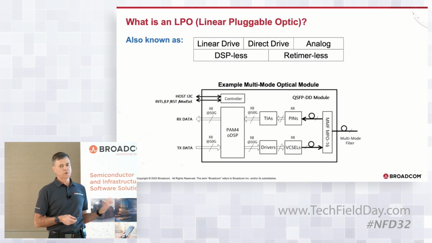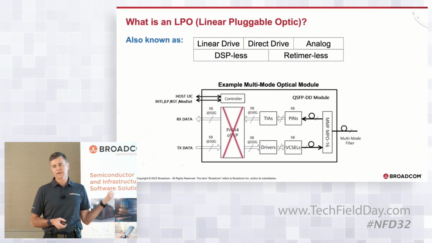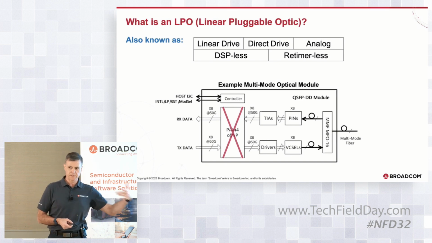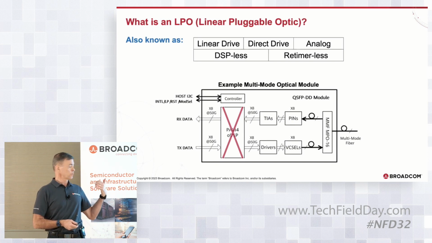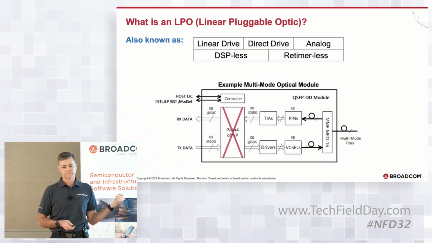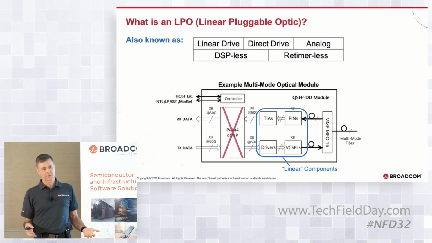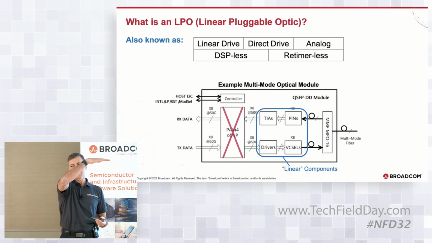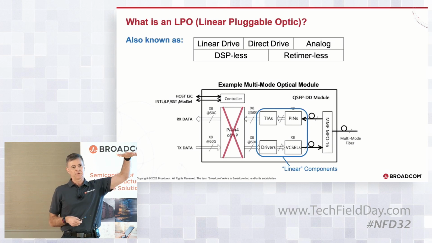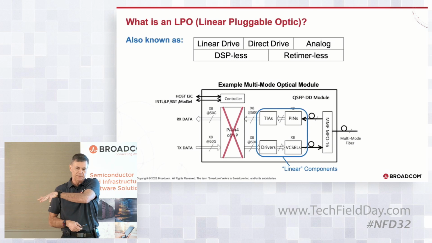So with a linear pluggable, the key thing here is that you eliminate this DSP. The switch interfaces directly to the TIA, interfaces directly to the driver. Because of that, you remove all the cost and more importantly, the power of that optical DSP. And what you're left with is the quote linear components. They're not 100% linear, but they're pretty close to linear. Basically, you put a voltage in, you get a certain amplitude of light out. On the input side, you have a certain amplitude of light, you get a certain voltage that goes back to the switch. And it varies linearly with that voltage and light amplitude.